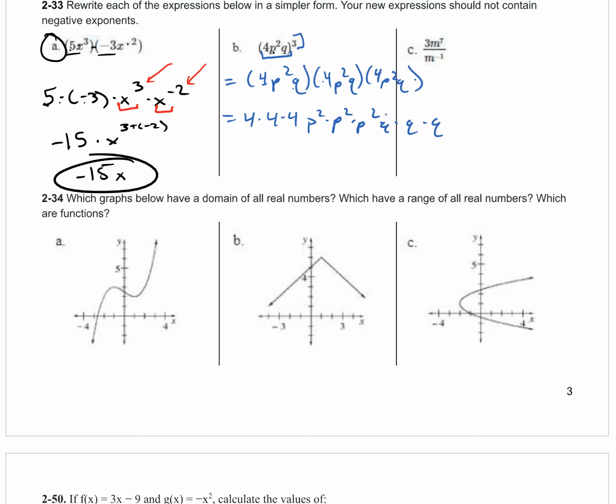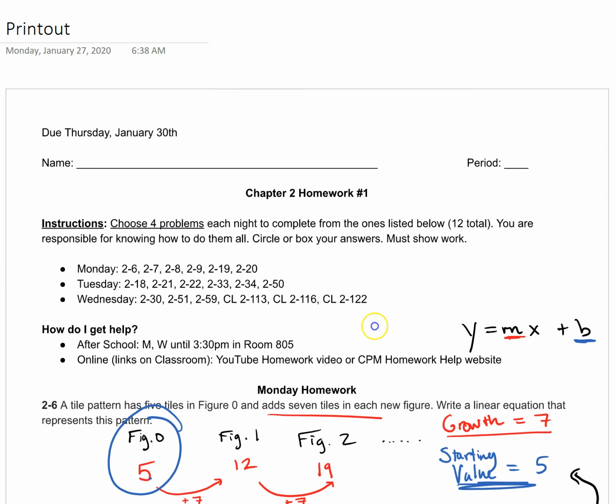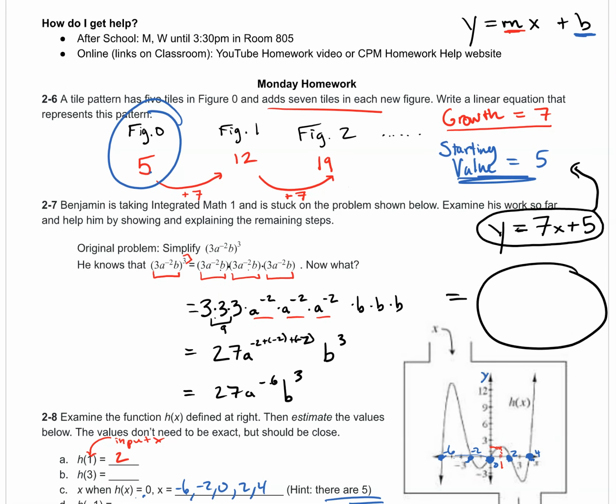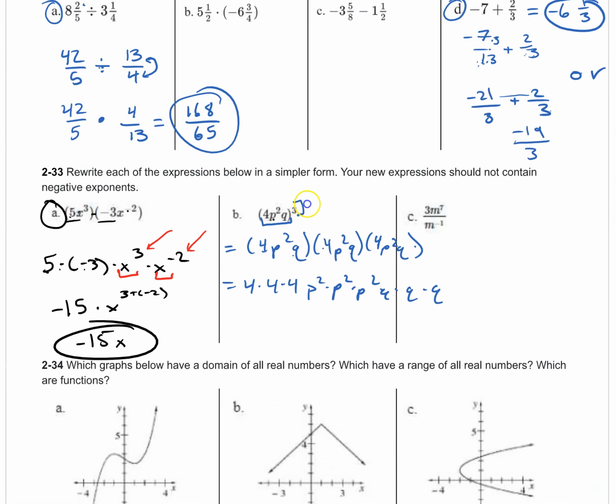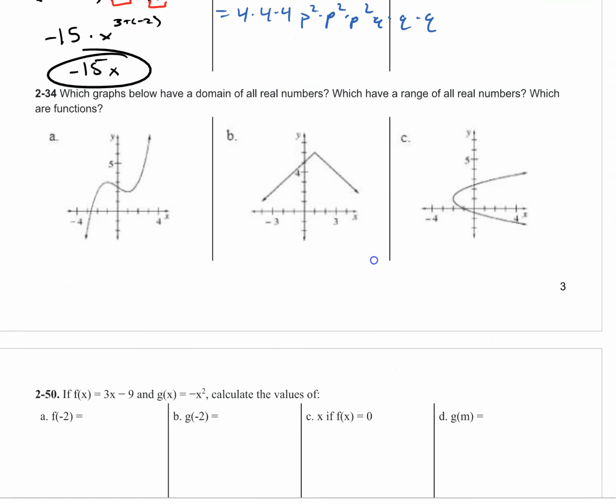Now I will let you finish this one off. If you need a hint, you can go up and watch this problem. It was 2-7. I solved most of that one. So this one's very similar to 2-7.